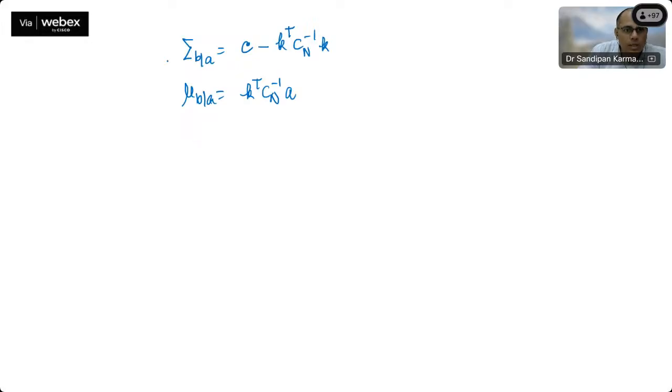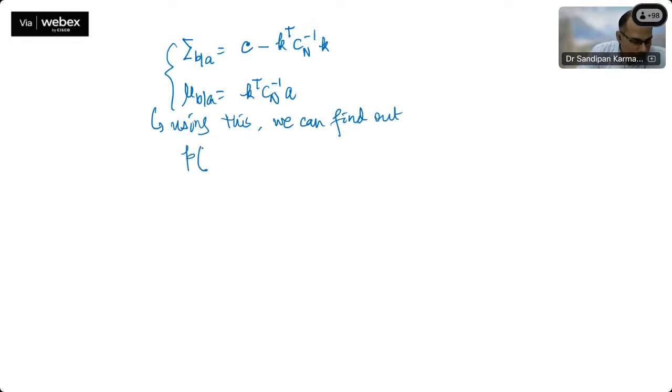Okay, so using this we can find out P of Y n plus 1 given the data. The predictive distribution is what I am trying to find out. Based on Y 1 to n, it is normally distributed with mean K transpose Cn inverse Y 1 to capital N. Check whether it is coming correctly or not.